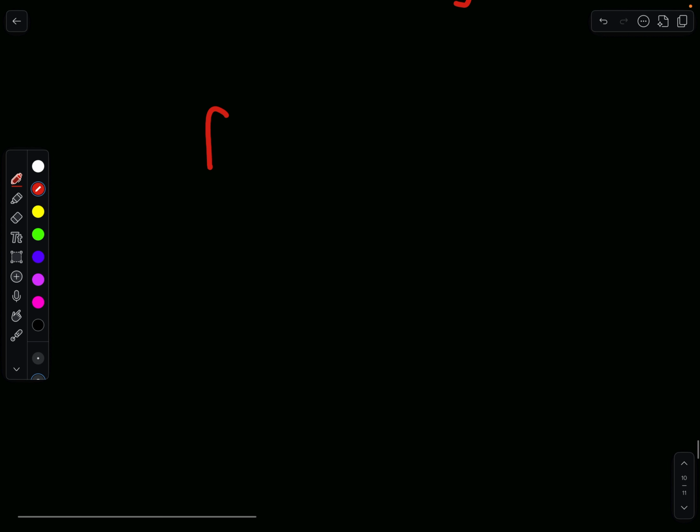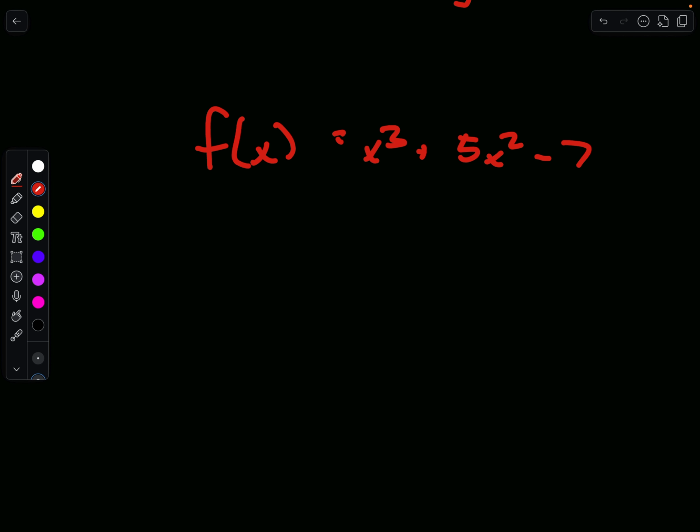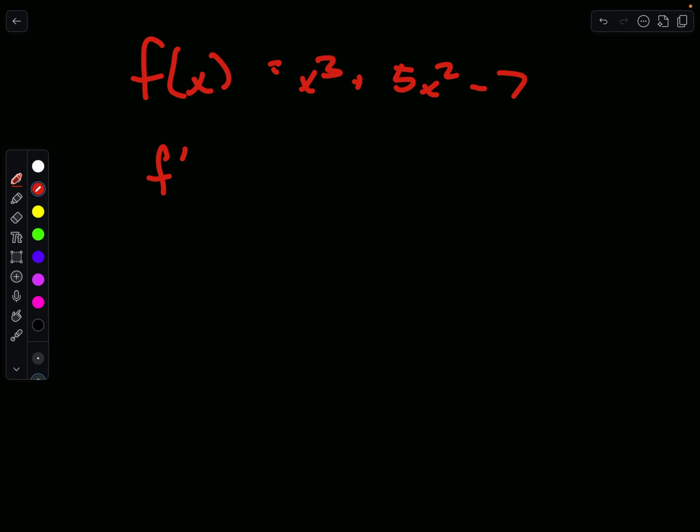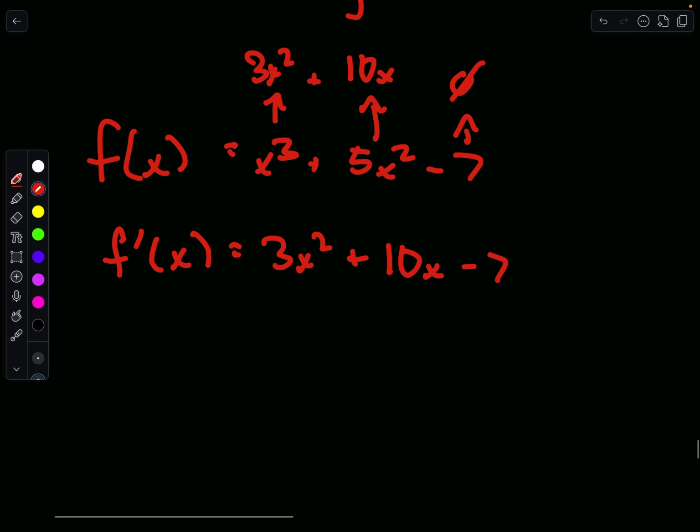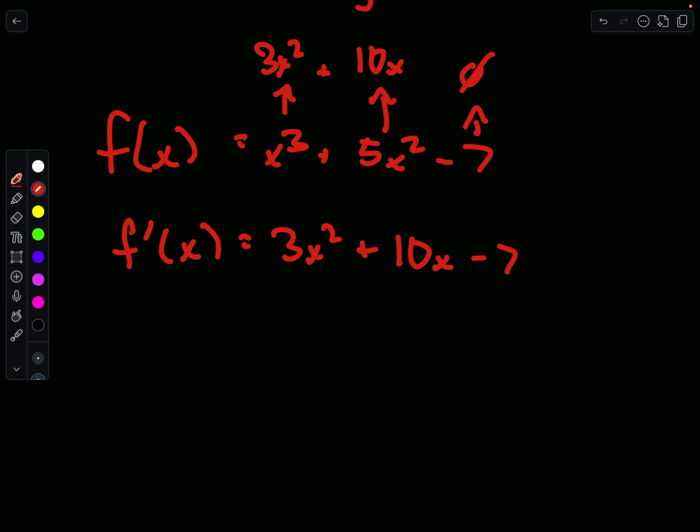So let's look at an example of a polynomial. Say we have f of x equals x cubed plus 5x squared minus 7. If we compute the derivative, we get 3x squared plus 10x minus 7. This is because this just becomes 3x squared, this becomes 10x, and this just becomes 0. So you can see that we can differentiate term by term to get the final derivative. This is why polynomials are the easiest functions in calculus. It's super easy to compute them because you can just use the power rule for everything.